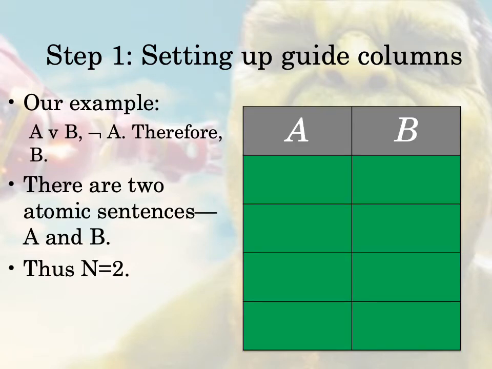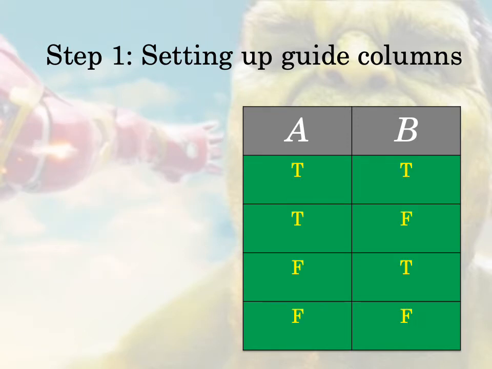Our example is a simple one. There's only 2 atomic sentences, and so that's all we have to put in here. And you'll see that I counted up the number of rows underneath using the math that we used in the previous lesson. Similarly, we put the truth values just as we did in the previous lesson as well.